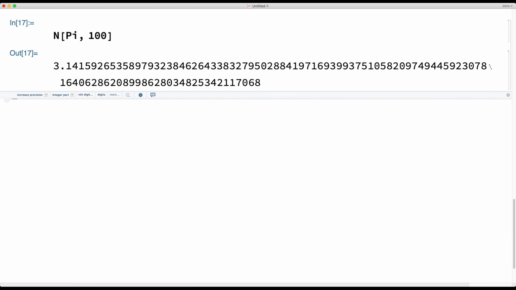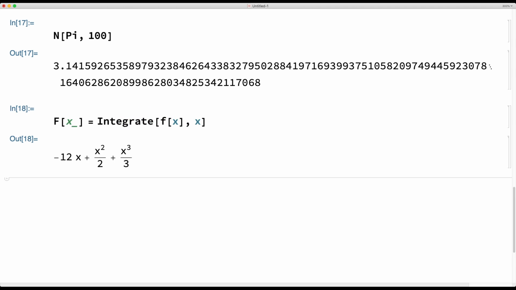I can also do an indefinite integral. So let me call it f of x, and now f is the antiderivative. Does that make sense? Notice what I did here is I just said what variable, but it doesn't have numbers attached to it. And so Mathematica says, oh, you want an indefinite integral. Okay, I got you. Here it is. Okay, good?